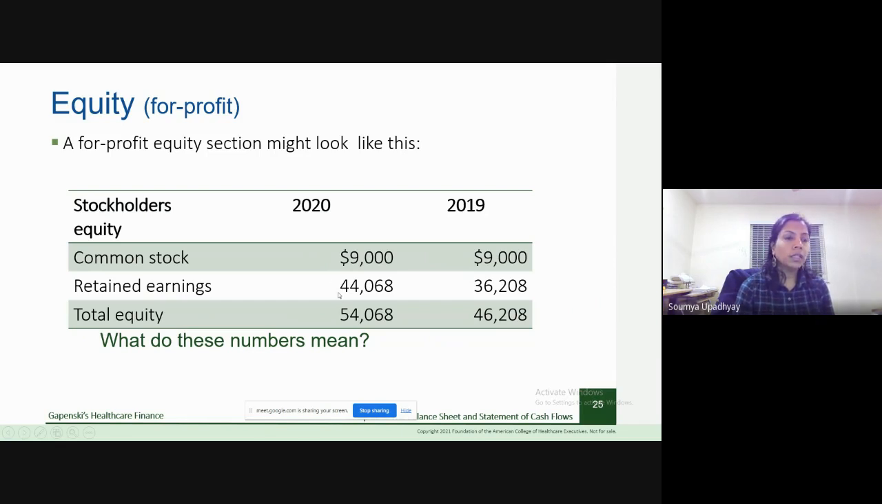Retained earnings represent the accumulation of earnings over time that are reinvested in the business. Retained earnings are not readily available to buy new equipment or to pay dividends or for any other purpose. And then total equity is a sum of these two. Okay? So what is the difference between the equity section for a not-for-profit hospital and a for-profit hospital?